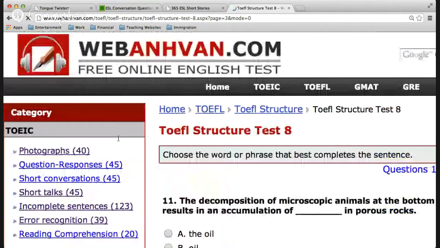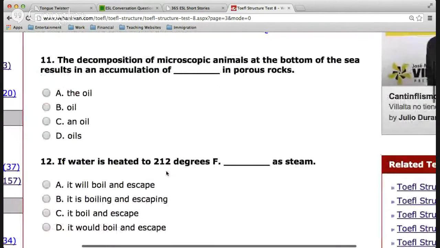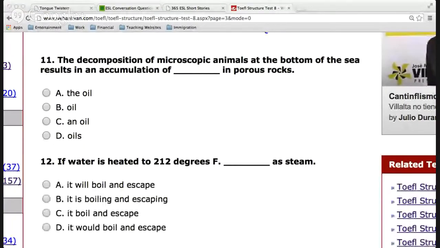All right. Next page, number 11. This is for Ivan. The decomposition of microscopic animals at the bottom of the sea results in an accumulation of blank in porous rocks. I think it's A. Okay, so let's try that out. The decomposition of microscopic animals at the bottom of the sea results in an accumulation of the oil in porous rocks. What do you guys think? Sorry, oils.